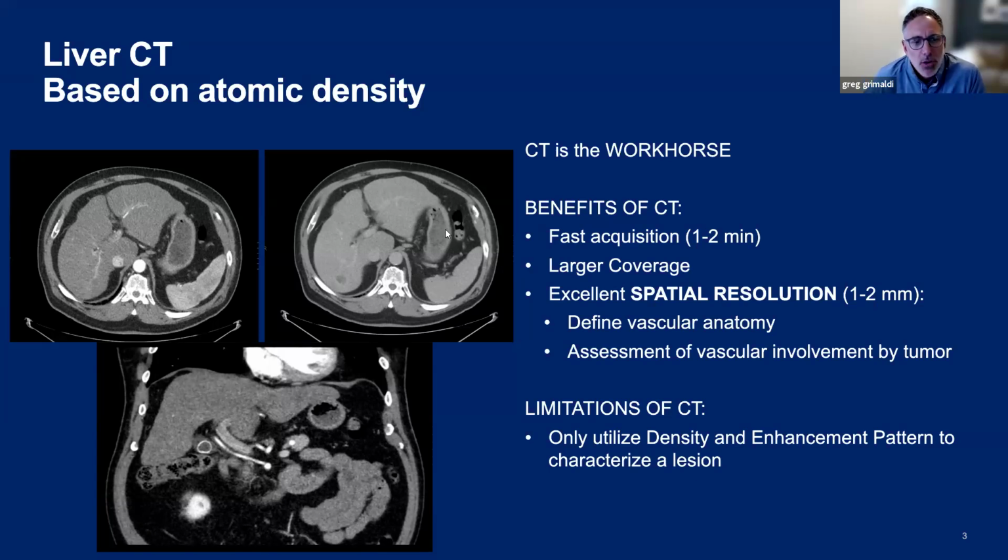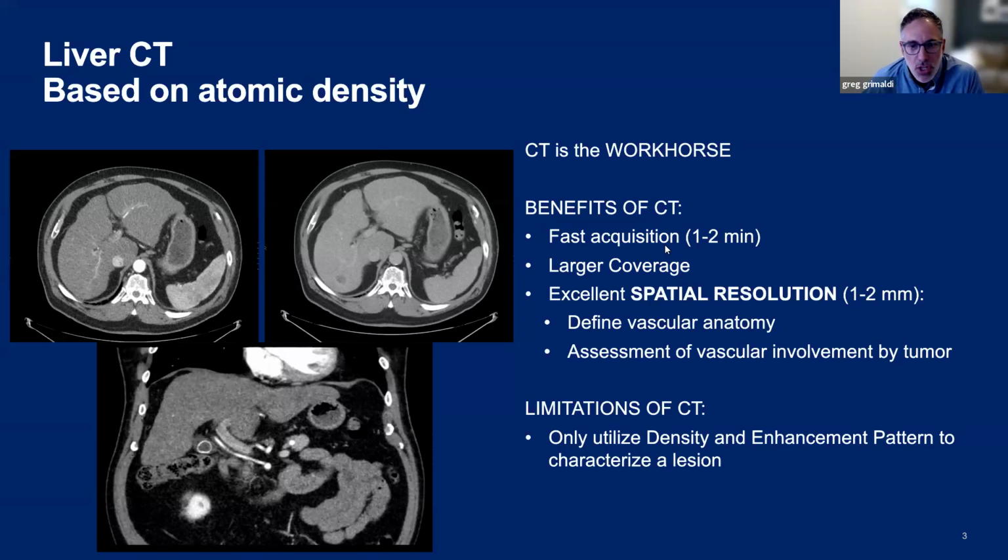But if we were just looking at a routine non-liver protocol CT and we just see this blob, we can really only characterize its density and not much else. We would be suspicious for HCC, but we couldn't get very much more information out of that. MRI is going to be much better at giving us better soft tissue characterization. So what are the benefits of doing CT?